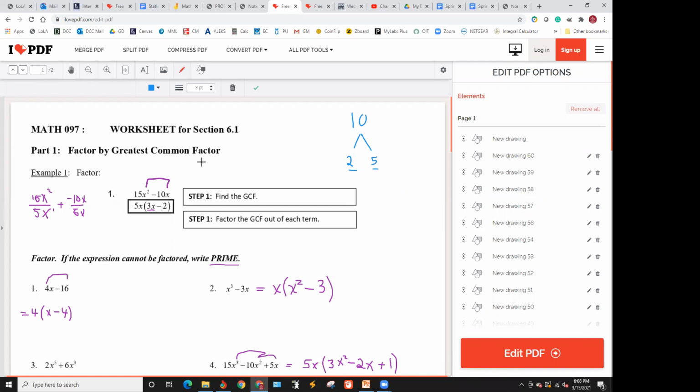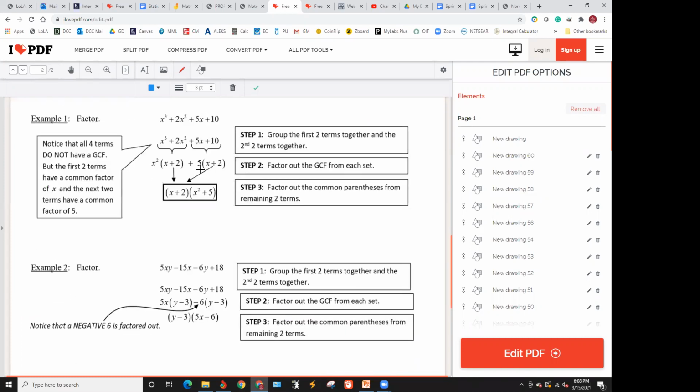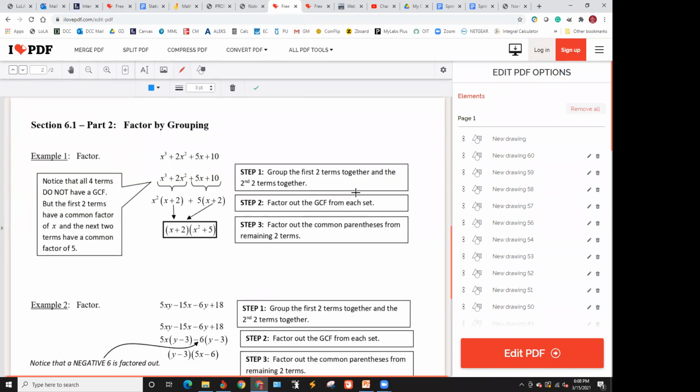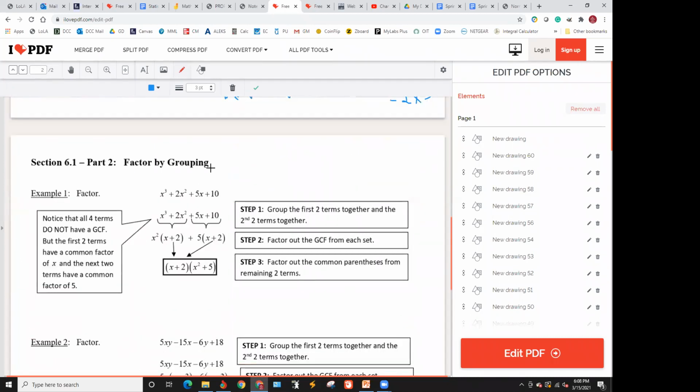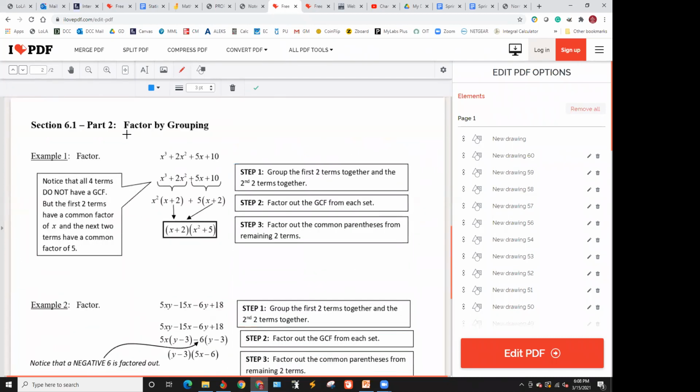All right. So let's go on to this stuff here. And we're still going to use the GCF. We're going to use it in something called factoring by grouping. Now, factoring by grouping is very useful when you have 4 terms and you don't have any common factor through all 4 of them.